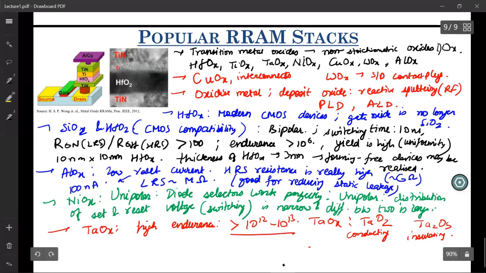Since its endurance is very high, can you suggest a potential application for this? If your device is offering very high endurance, it can be used for embedded memory, right? Okay, so this is all for this lecture. We'll read more about these RRAM devices in the next lecture.